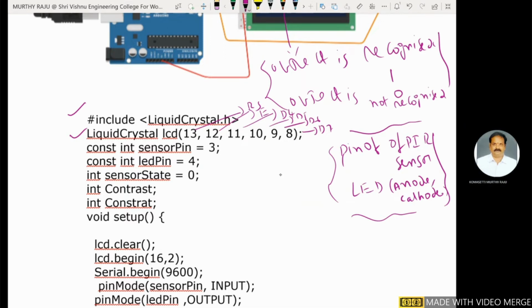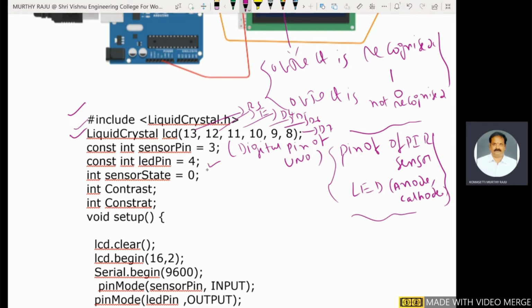Next, we have to define the sensor pin. Constant integer sensorPin is the third digital pin of the UNO board. Next, the LED pin is assigned to the fourth digital pin of the UNO board. In total, the Arduino board has 0 to 13 digital pins. Some of the digital pins are assigned to the LCD. Some of the pins are assigned to the sensor pin and LED pin.